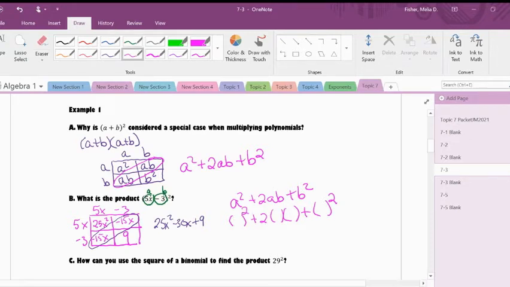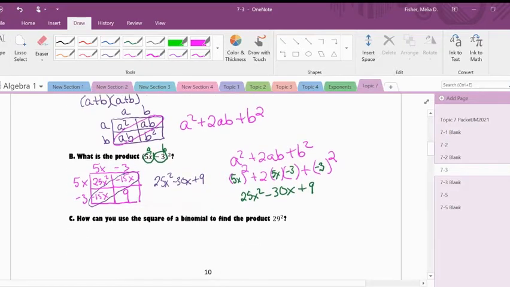I forgot to put squared on here. I'm going to plug in that a is 5x, and I'm going to plug in negative 3 for b. When I square this first term, I get 25x squared. And then I have 2 times 5 is 10 times negative 3 is negative 30x. And then I can square the final term. And remember, a negative times a negative makes a positive 9. This is a shortcut that we can use for multiplying squared polynomials.